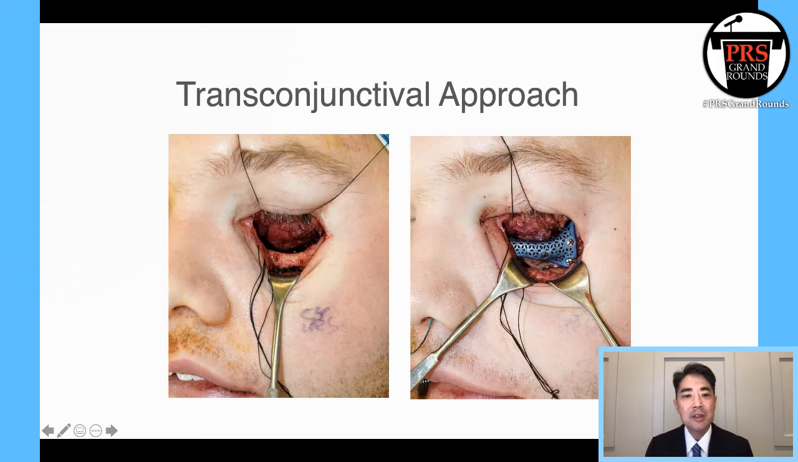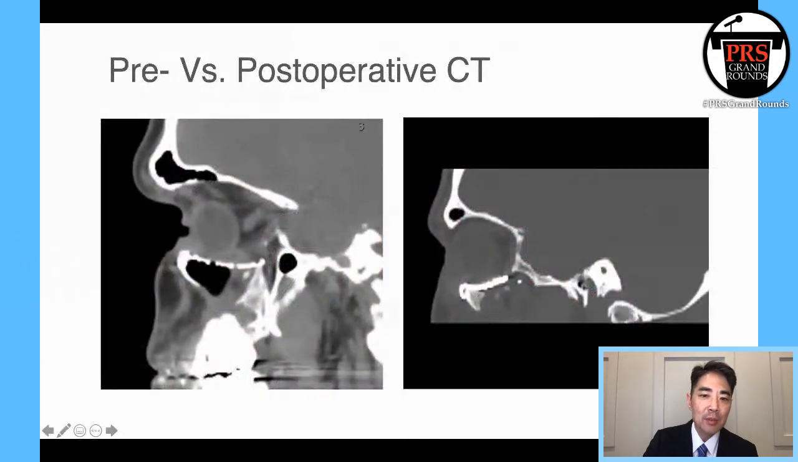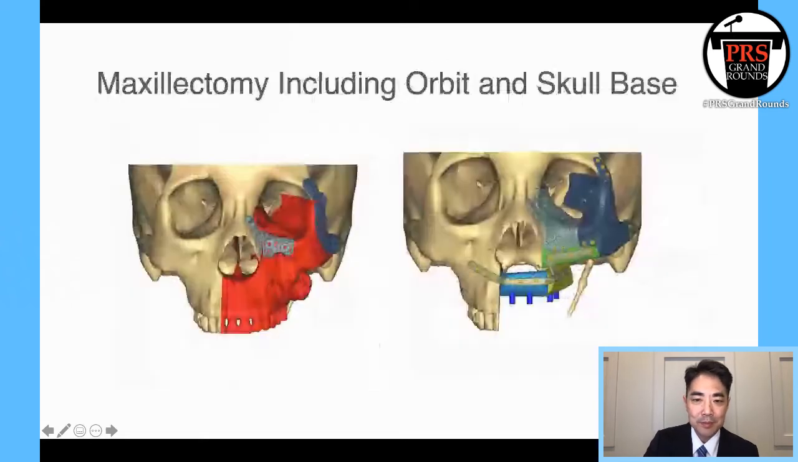Here's an example of one that we placed via a conjunctival approach, and the pre and postoperative images again show a better position of the globe, which was originally anophthalmic and hypophthalmic, and that implant going all the way back but not impinging on the optic nerve.